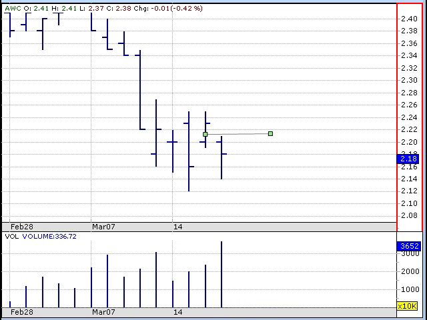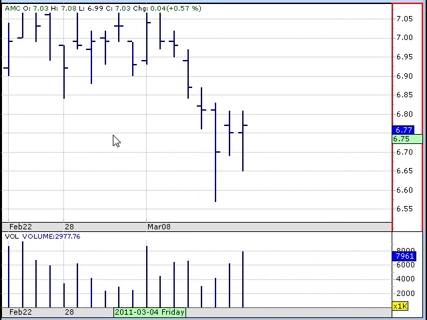Yep, so the next one is AMC. Okay, this one's at first glance in better shape, simply because first of all we've got nice volume here, and the closing is higher than the opening. Only a small thing, but it triggers all the same.